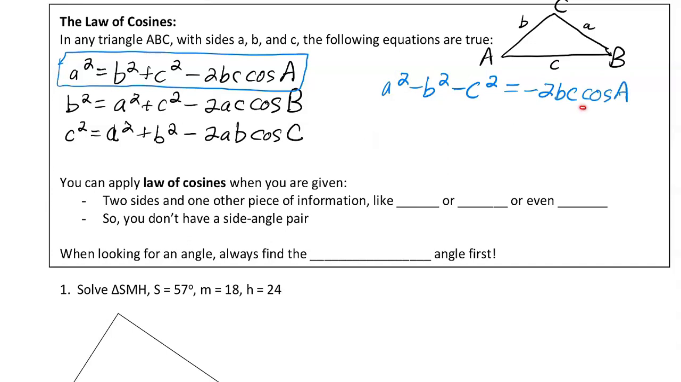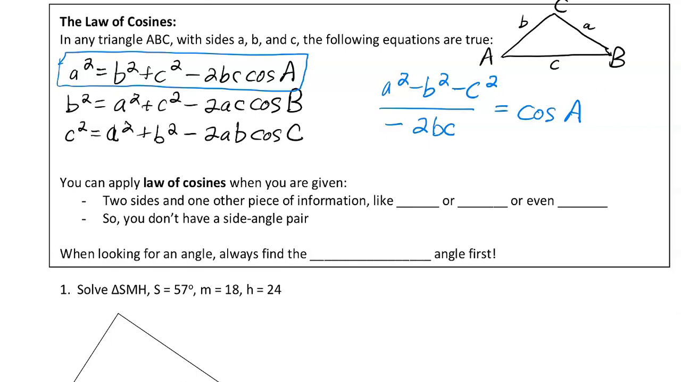And then again, we're trying to isolate this cosine A, so we need to get rid of this stuff. Since that 2BC is being multiplied to cosine A, we divide both sides by that amount. So we would divide by negative 2BC, and that would equal cosine A. Maybe I'll put the equal sign down here. And then if you wanted to finally solve for angle A, you would do the inverse cosine of both sides.